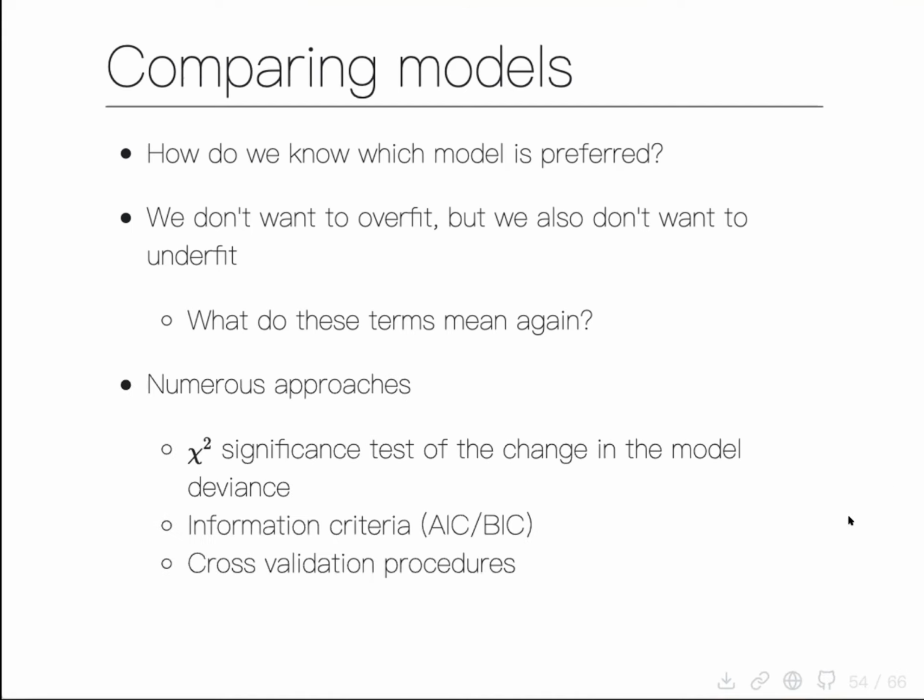Okay. So there's lots of ways to approach model comparison. One of the main ways that we typically do this is through chi-square significance tests of the change in the model deviance. Okay, so this is probably what you did last term. We can also use information criteria, so AIC and BIC, and then there's cross-validation procedures and things like Bayes factors, which I'll show in a second too, which I'm not a huge fan of, but they are an option out there.